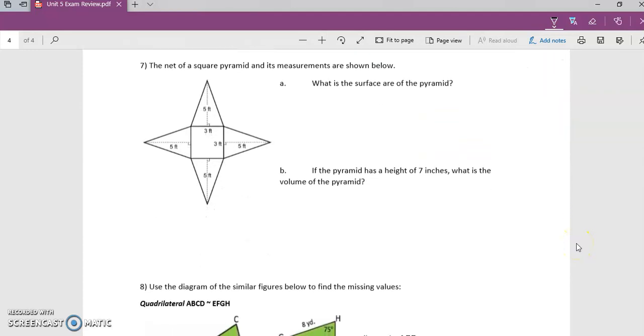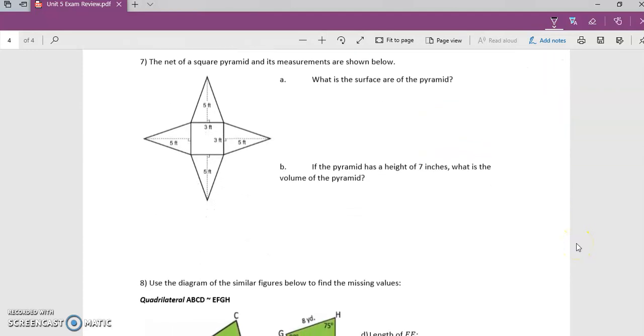Okay, moving on to number 7. We have the net of a square pyramid and its measurements are shown below. So it says, what is the surface area of the pyramid? That means I have to find the area of 4 of these triangles and then that one square that's there and add those areas all together.